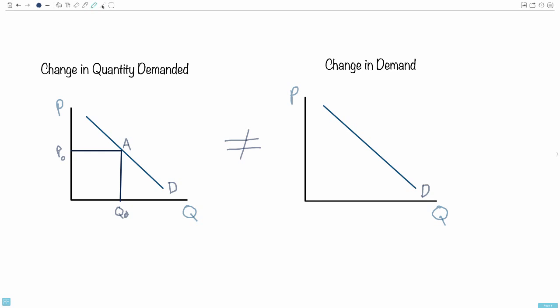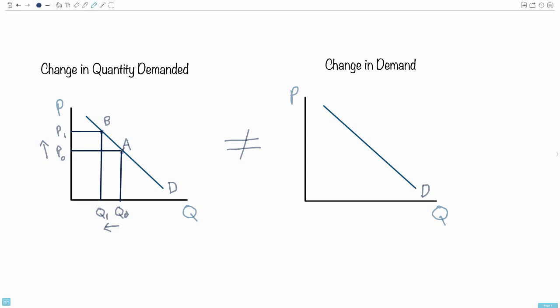Now, for some reason, let's suppose that there is a change in price. So the price that right now is P0 is increasing and is now P1. So the price is going up, right? Because of the law of demand, you remember, price and quantity demanded move in opposite directions, which means that quantity demanded has to decrease, and in fact it does, from Q0 to Q1. Now you have point B.